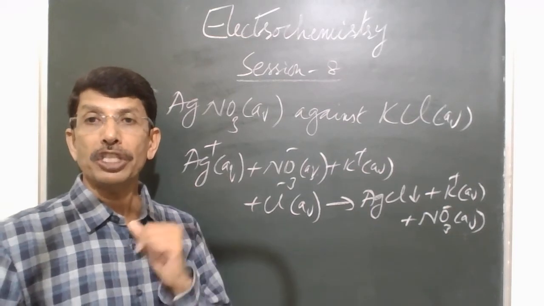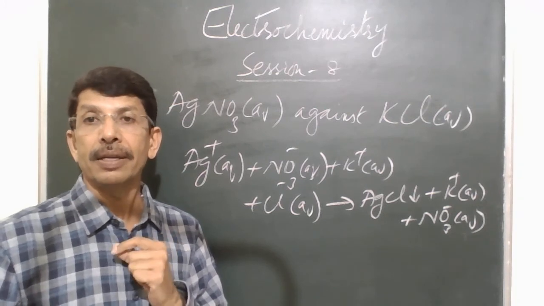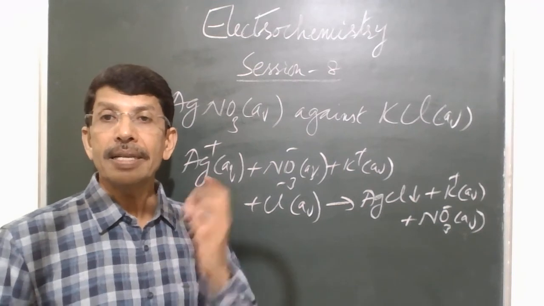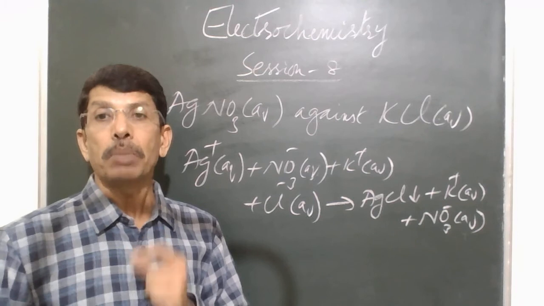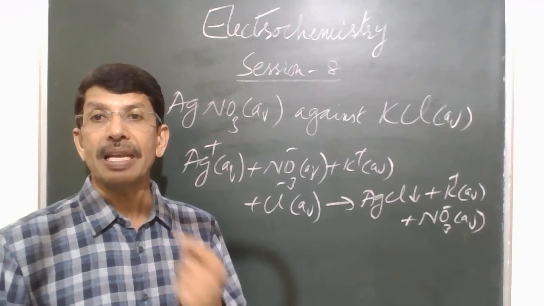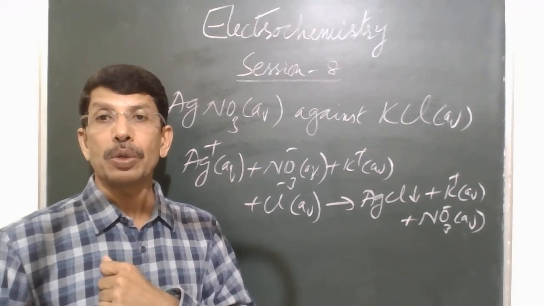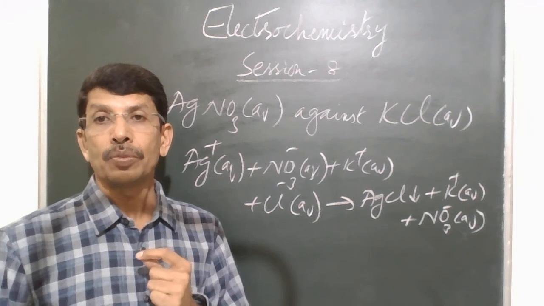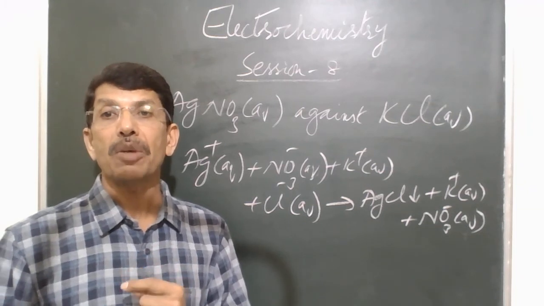Therefore, the potentiometric titration of silver nitrate against KCl can be carried out by taking a silver electrode coupled with the calomel electrode, because the electrode potential of the silver electrode depends upon silver ion concentration. Therefore, the silver electrode can be used as an indicator electrode along with the reference electrode, that is the calomel.